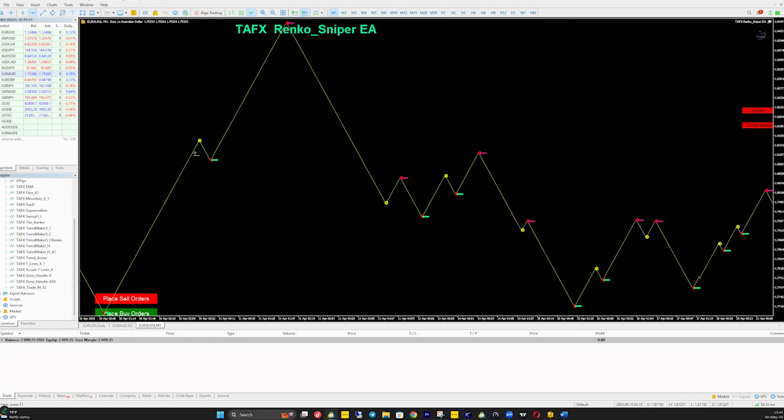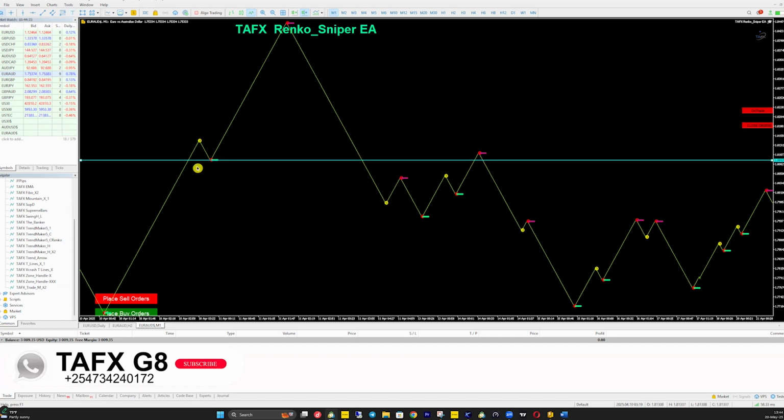Now, we have a change of character here, because the change of character will happen when the market has broken our last higher low. And this is our last higher low, right? So the market went again, then the market dropped down, and we have a change of character.